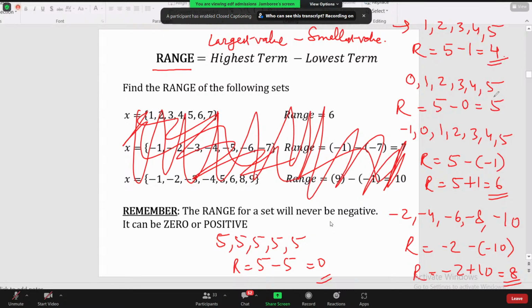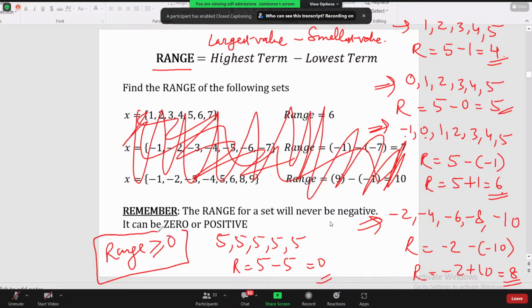The second set is 0, 1, 2, 3, 4, 5. Even after including 0 as a term in the series, the range was still positive. The third example had a negative number, 0 as well as positive numbers. The range was still positive. In the next example, all the terms were negative. The range was still positive. In the last example, all the terms were the same. The range was 0. What we can conclude here is that the range of the terms is always going to be greater than or equal to 0. Range can never go negative.